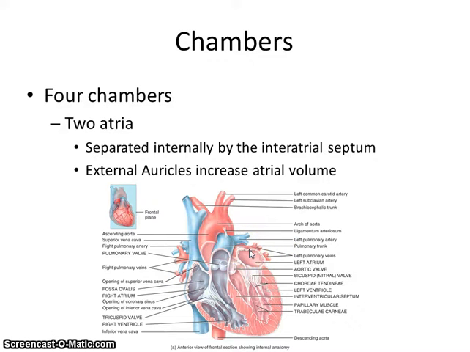Atria is plural, atrium is singular. And dividing these 2 chambers, these 2 spaces, is a wall of cardiac muscle. That's called the interatrial septum, the divider between the atria. And outside your heart, you have these external auricles. Those are the shoulder pads.